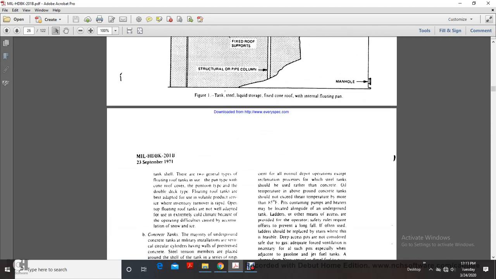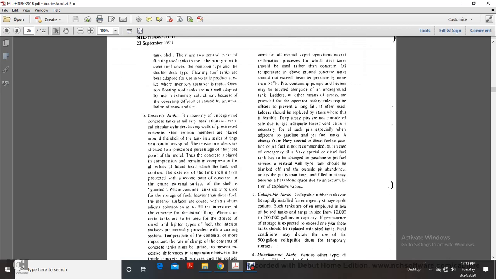Alright, there are two general types of floating roof tanks: the pan type, the cone roof cover, the pontoon type, and the double deck type. Floating roofs are best adapted to volatile products with rapid inventory turnover. Open tank top floating roof tanks are not well adapted to unusually extreme cold climates because of the operating difficulties caused by accumulation of rain, snow, and ice.